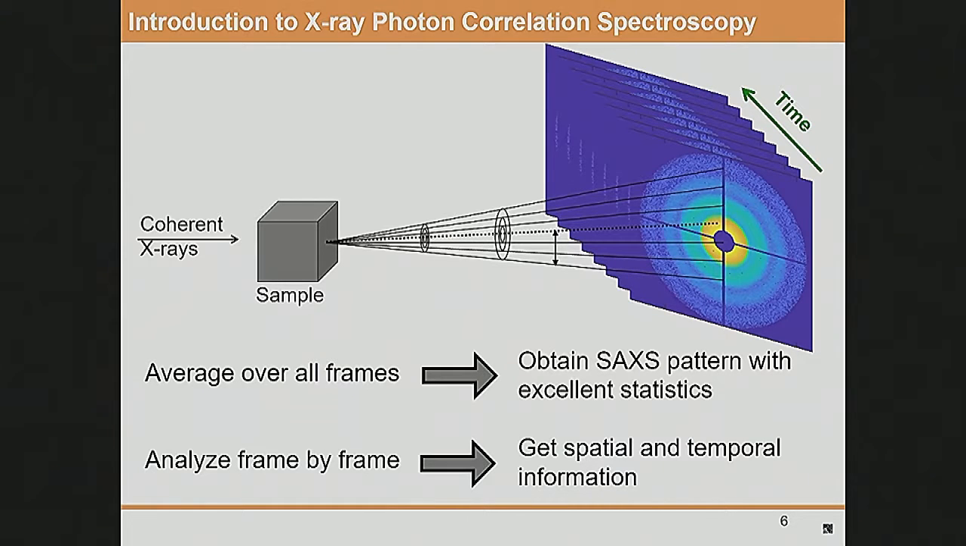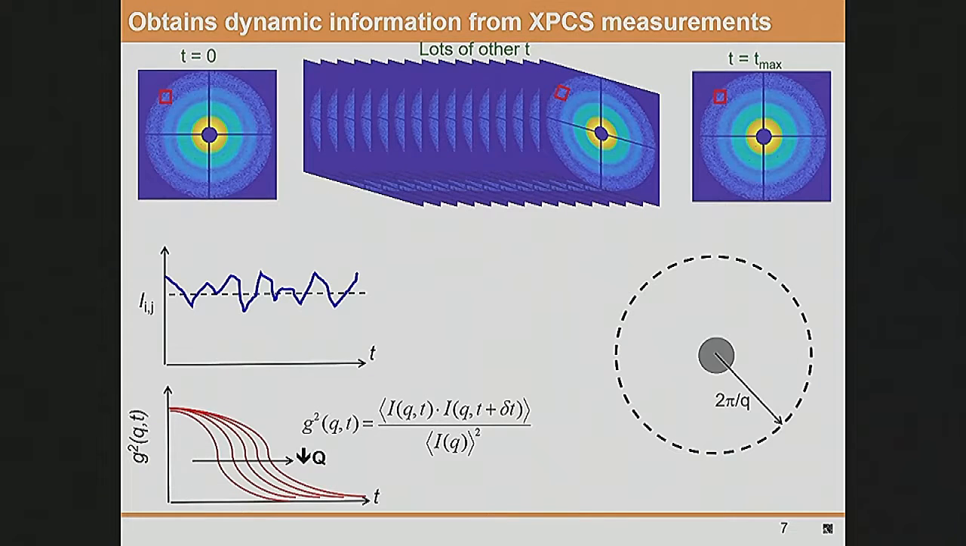So we have coherent X-rays now hitting our sample and making several patterns which we're collecting as a function of time. So we're looking at the time dependence of static properties in our system to understand the dynamics. So you can do two things. You can average over all frames and pretty much ignore the time component, and then you have just SAXS with really good statistics. You can also analyze it frame by frame to get spatial and temporal information combined. So that's what we did today.